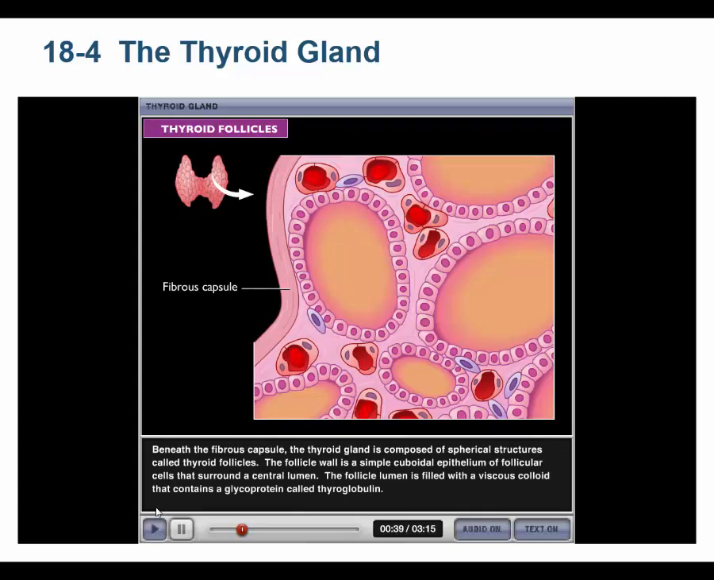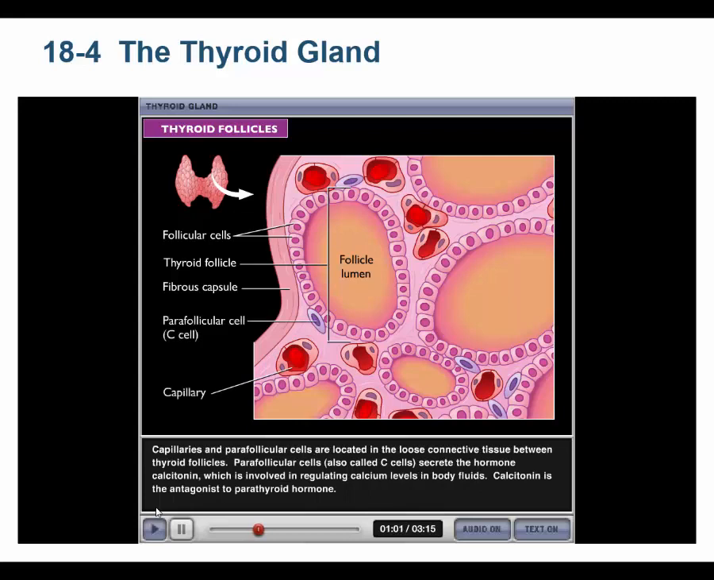Beneath the fibrous capsule, the thyroid gland is composed of spherical structures called thyroid follicles. The follicle wall is a simple cuboidal epithelium of follicular cells that surround a central lumen. The follicle lumen is filled with a viscous colloid that contains a glycoprotein called thyroglobulin. Capillaries and parafollicular cells are located in the loose connective tissue between thyroid follicles. Parafollicular cells, also called C cells, secrete the hormone calcitonin, which is involved in regulating calcium levels in body fluids. Calcitonin is the antagonist to parathyroid hormone.